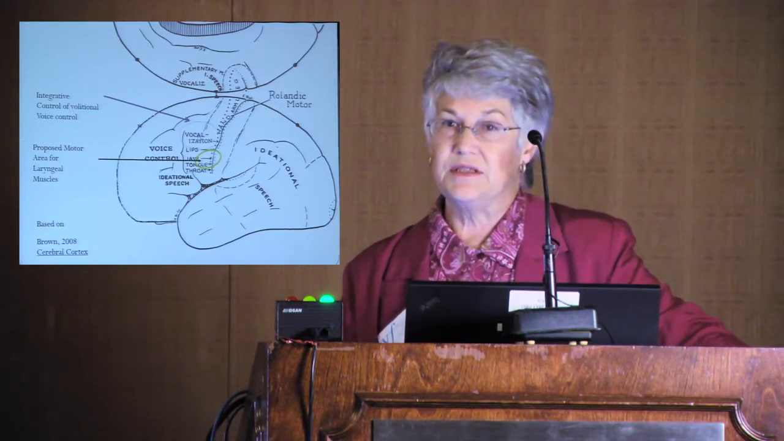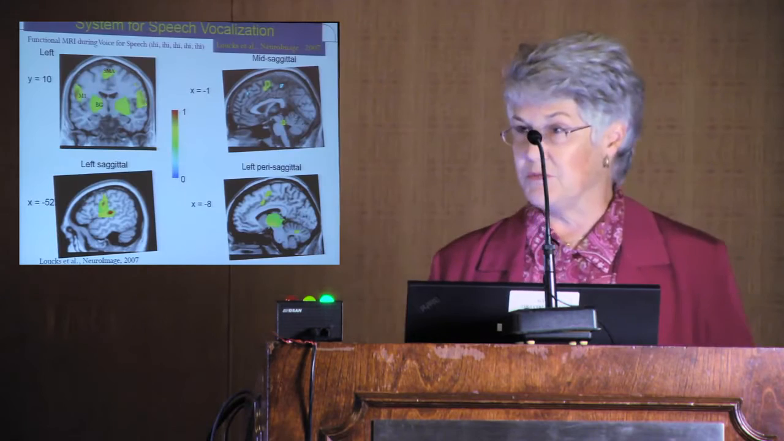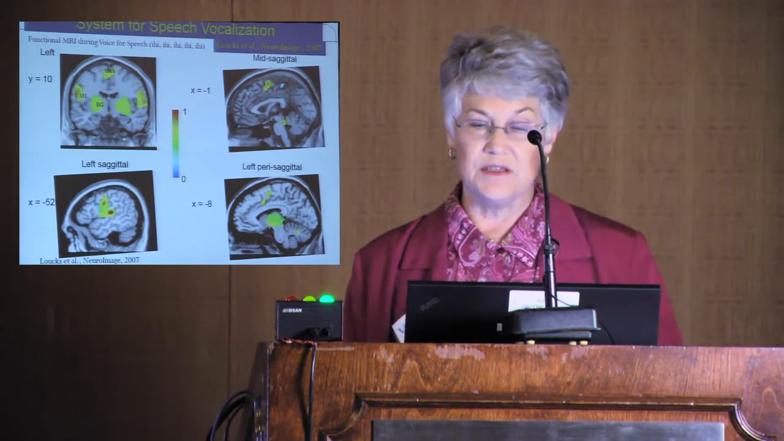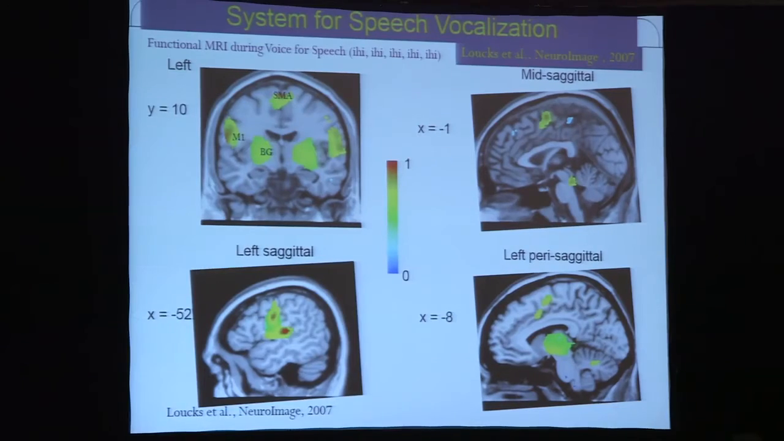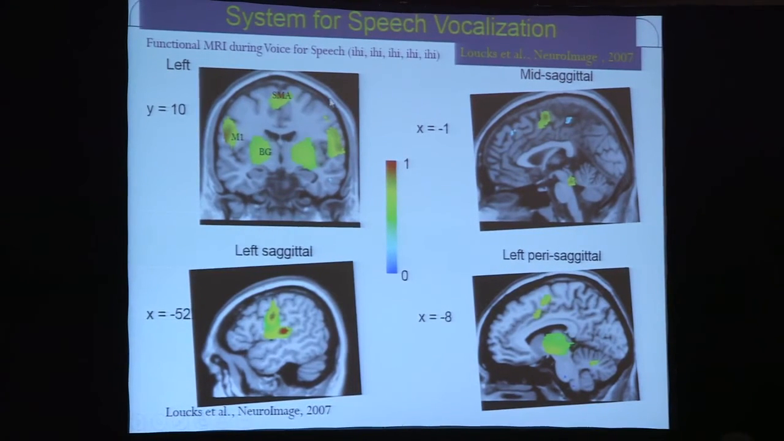Now, this system is complex. It involves many parts of the brain, and this is illustrated in an old fMRI study here showing which parts of the brain are active for somebody producing ee-hee, which is sort of what I call a laryngeal vocal gymnastics for speech. You have to be very accurate on your timing of this.